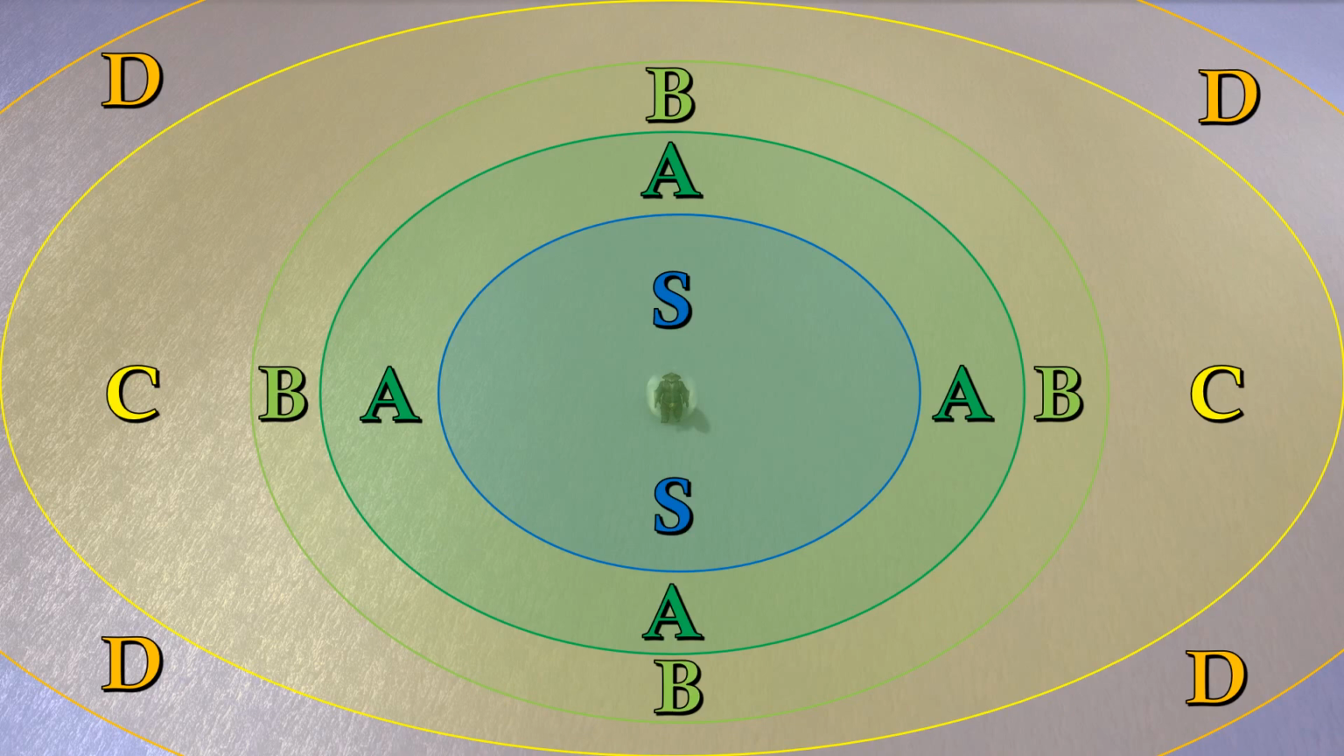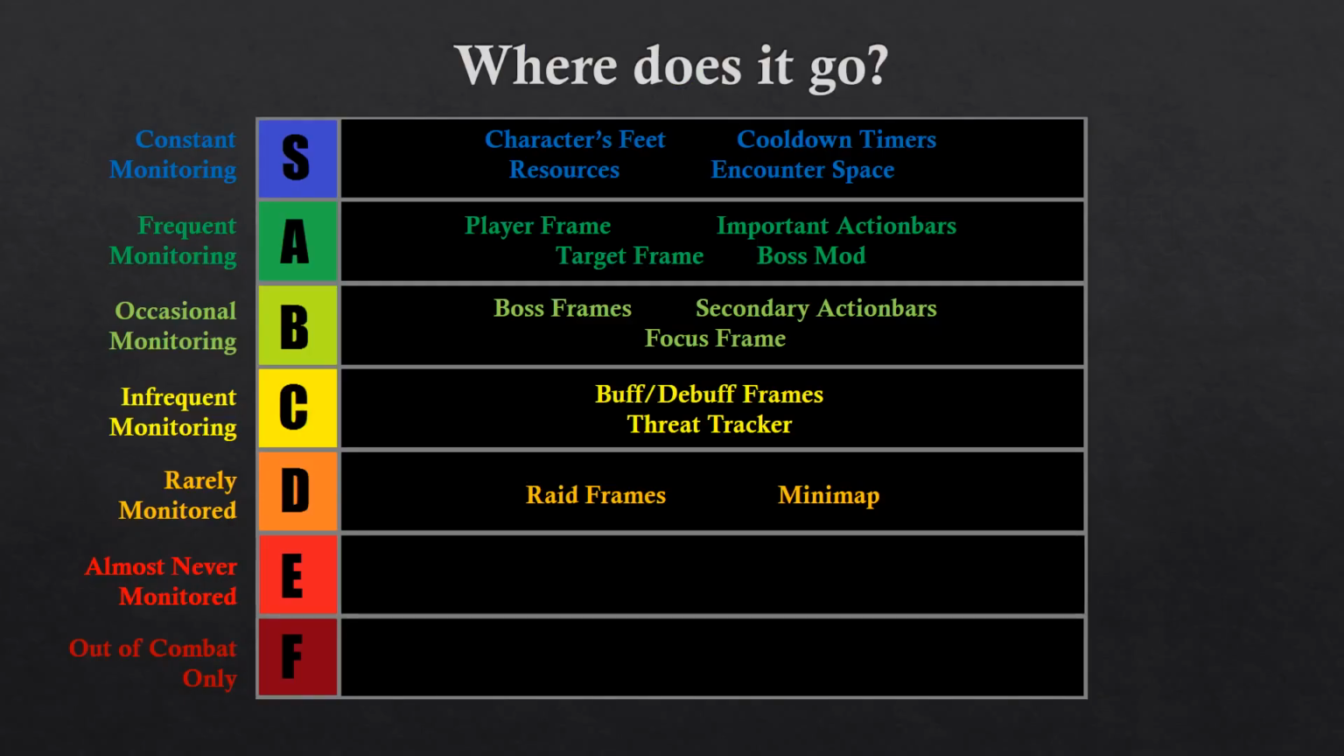Then you get to the D space, you start moving a little farther away. These might be kind of towards the corners of your screen. And the D space is going to be things like raid frames, because as a DPS, it's not super important for us. We should have them on our screen, but you're not going to be looking at them constantly, because you really should just be focusing on yourself.